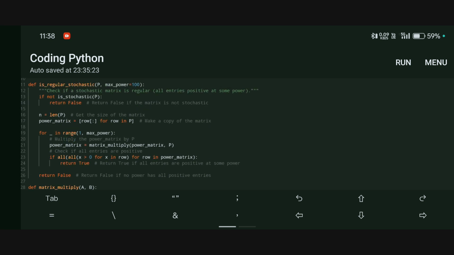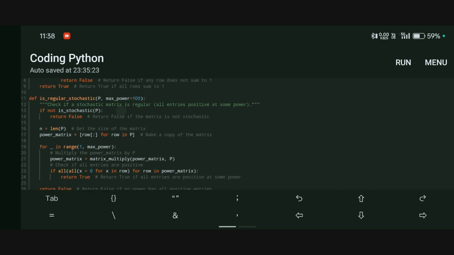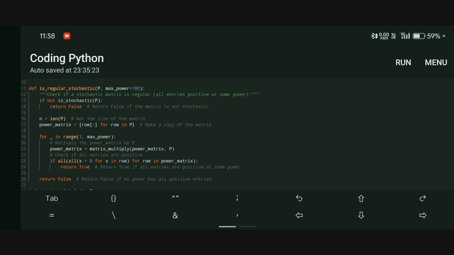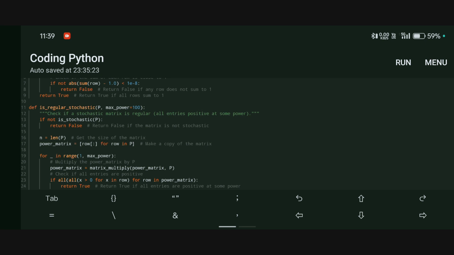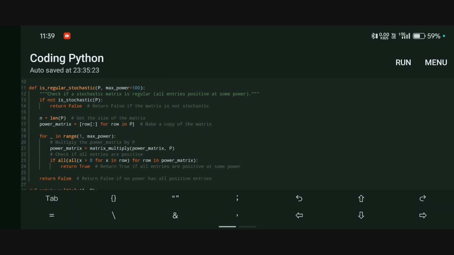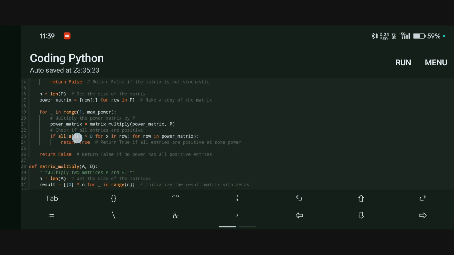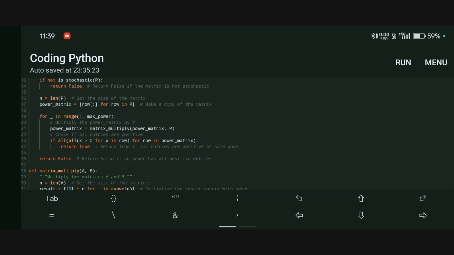Consider all entries of the powers up to max power; you must check whether they are positive or not. So if not is stochastic of P, return false, meaning return false if the matrix is not stochastic. We know that a regular stochastic matrix should be stochastic first, so if it is not, return false. Okay. We have to get the length or size of P, the power matrix, and one more matrix, the copy matrix.